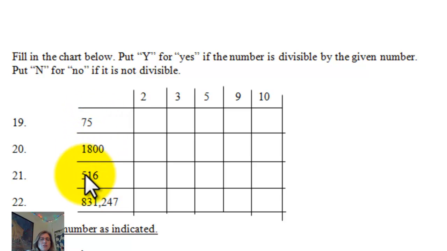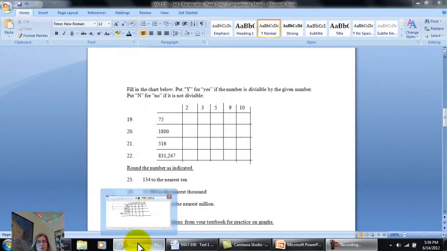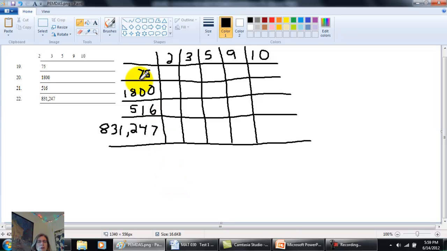These are each of the numbers that they're asking about, and of course you go to the top and you have to decide, is this number divisible by 2? Is this number here divisible by 2? Is this number here divisible by 2? Is this number here divisible by 2? And that's how I'm going to work it. I'm going to go down the column like that. And I'm going to do it on my paint thing. Ooh, that came out funny. 75. Okay. So is 75 divisible by 2?